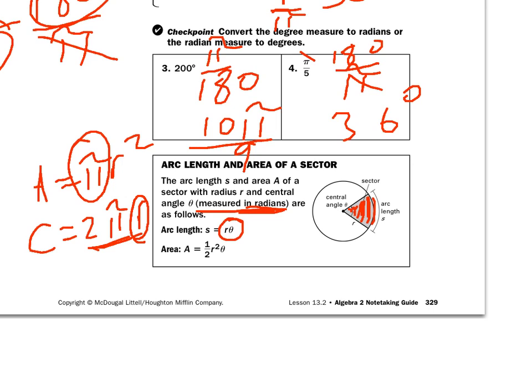And area, same thing. Pi r squared, well, r squared, and then you have half of your distance. If you're going all the way around the circle, that would be half of 2 pi r squared. What happens to the half and the 2? And it becomes pi r squared. Okay?